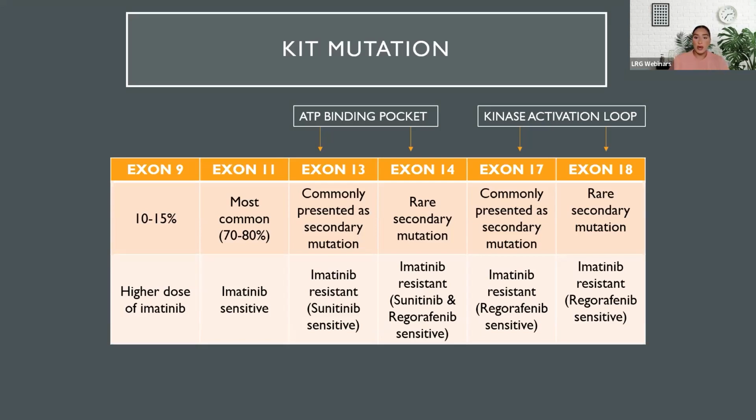As you can see, KIT exon 13 and 17 are both imatinib resistant, and exon 13 is sunitinib sensitive, while exon 17 is regorafenib sensitive. It again shows how important mutational testing is, because mutations will tell us which treatment to be on for the optimal treatment. KIT exon 14 and KIT exon 18 are less frequent compared to 13 and 17, and those two are also both resistant to imatinib. KIT exon 14 does have studies that show sensitivity to sunitinib and regorafenib, whereas KIT exon 18 is regorafenib sensitive.